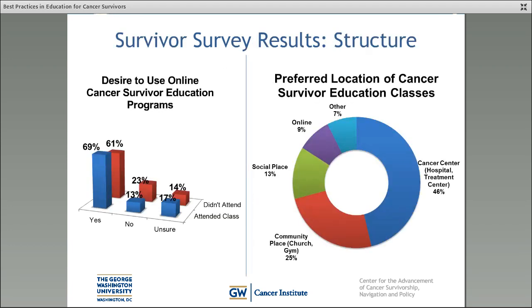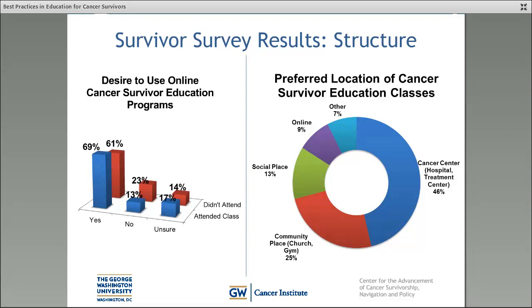Similarly to the provider survey, we asked survivors questions about program structure, timing, and content. We asked, would you use an online cancer survivor education program, such as online videos, presentations, chat rooms, or discussion boards? As you can see, the majority would use an online program, and there was not much variation between those who attended a class versus those who did not in their preference.